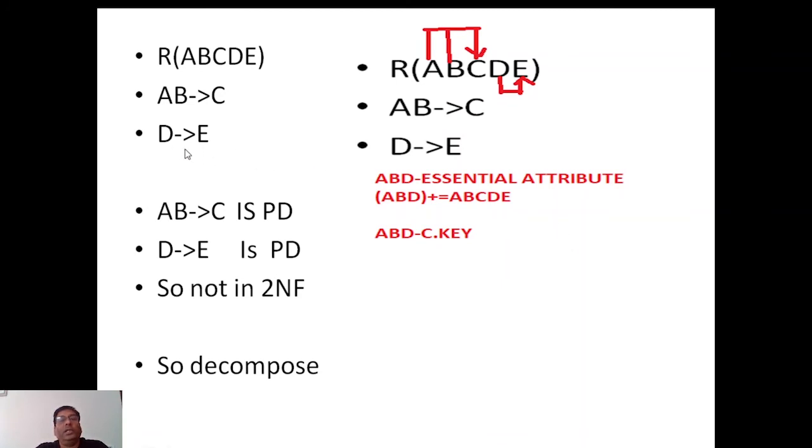If you go with the other example, E is dependent only on D and not on ABD. So it is again an example of partial dependency. So when there exists a partial dependency, your table is not in second normal form. So what are we going to do? We are supposed to decompose this.